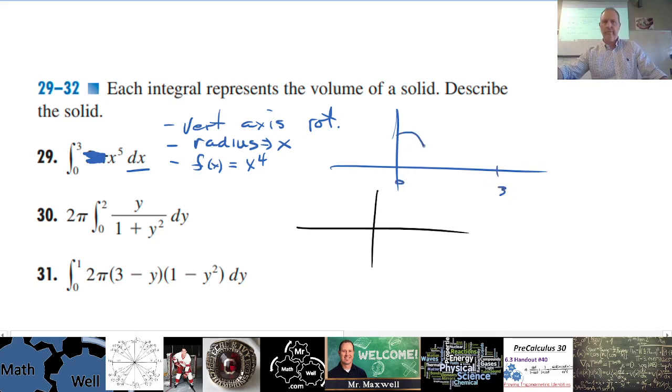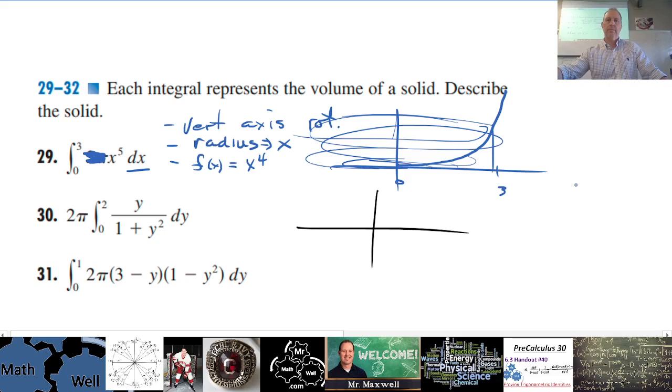So, maybe something like this, I don't know, x to the 4th. I guess x to the 4th is pretty flat. So it's going to be kind of like this and rotated about the vertical axis like that. Now this one is going to be the other way around. So we're going to have y looks like our radius, right? And then we have 1 over 1 plus y squared is going to be our function.